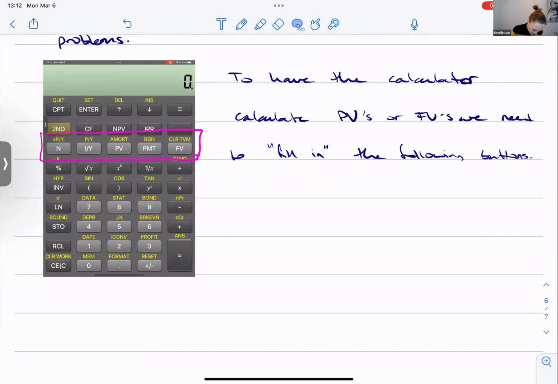The first one is N. N is going to be the number of compoundings. Notice we've been using lowercase n, but on your calculator, it's capital N, that's fine. You still have to calculate n, the number of compoundings, right? So nothing crazy there.